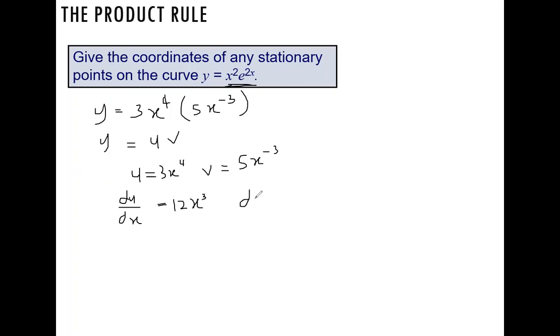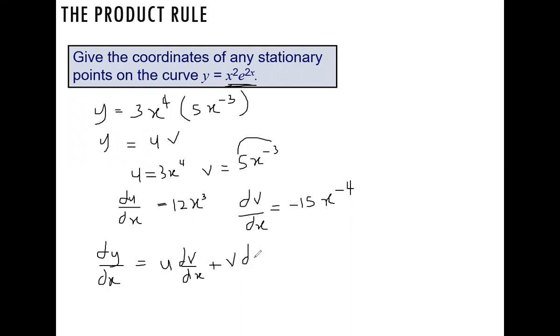Okay, and then we also differentiate phi with respect to x. And that will give us, when this comes to be -3, right? So we get minus 15, okay, x raised to the power -4, okay? Then what's next? The rule says that dy/dx will be giving us u dphi/dx plus phi du/dx. That is the principle, okay?